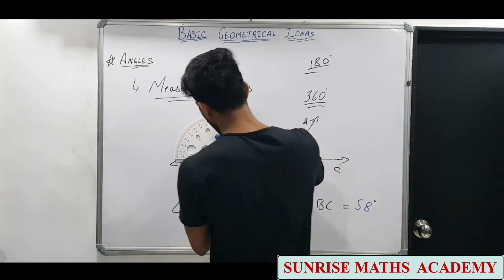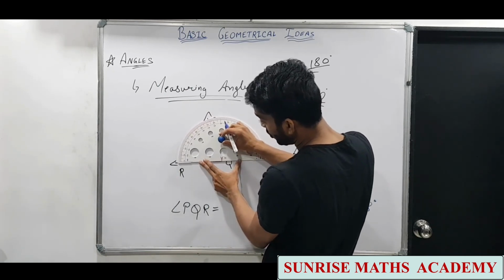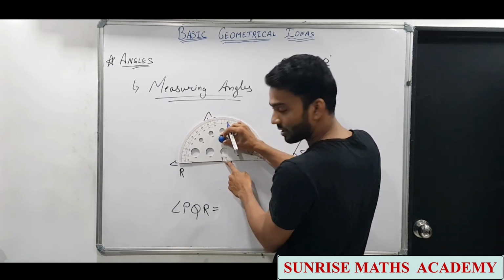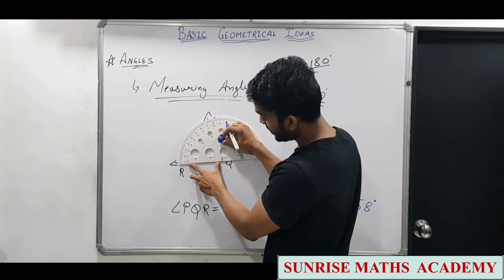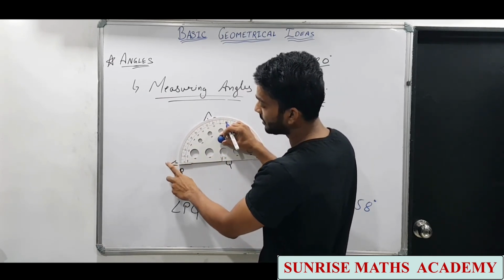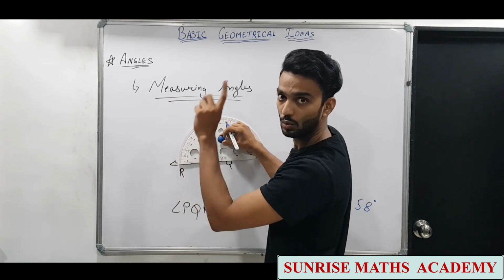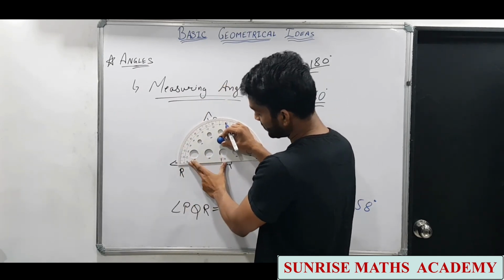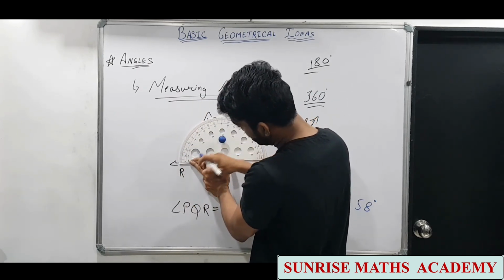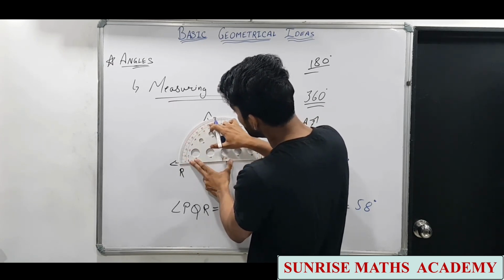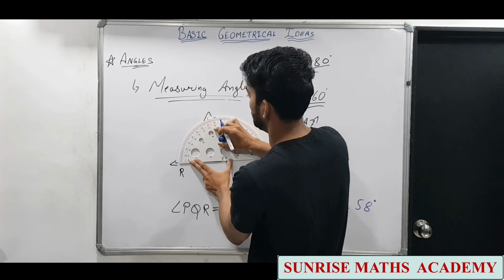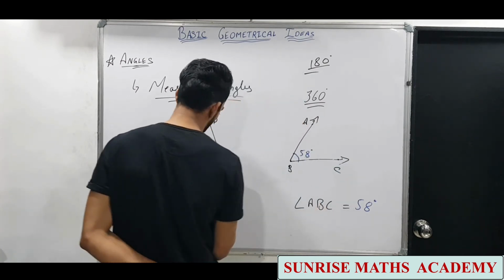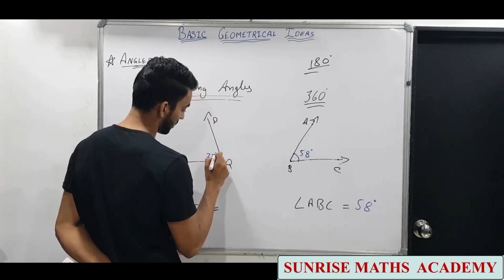Now I am going to see this angle. Here which scale do we have to use? First we have to match the center, match the baseline. Which scale do we use? The scale which is starting from the left, because the ray which is matching with the baseline is going towards the left side. So that scale is the outer scale in this case. Let's see here: 73. So that is 73 degrees. This angle is 73 degrees.